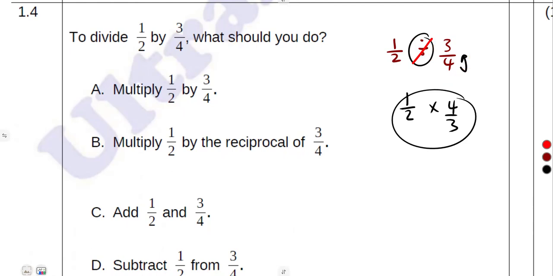No, that is wrong. All right. Multiply 1 over 2 by the reciprocal of 3 over 4 exactly, which is what? 4 over 3. So this is the best answer. All right. Let's see this one.